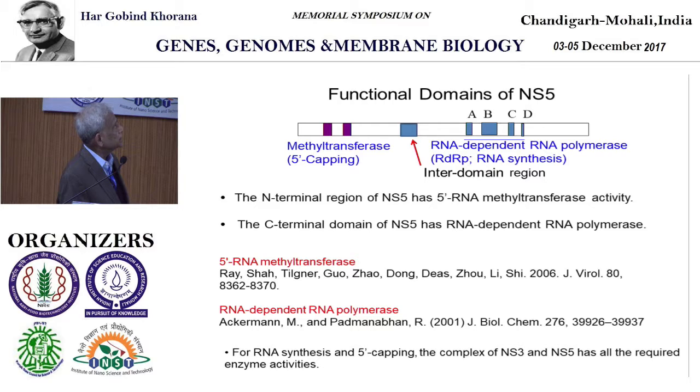NS5 is also a multifunctional protein. The N-terminal part of NS5 has conserved residues of a methyltransferase, and the C-terminal part has RNA-dependent RNA polymerase. These activities were established later, the RNA methyltransferase by Pei-Yong Shi's lab, and we were working on the RNA-dependent RNA polymerase. We showed that this E. coli expressed polymerase can initiate de novo minus strand synthesis from the template RNA.